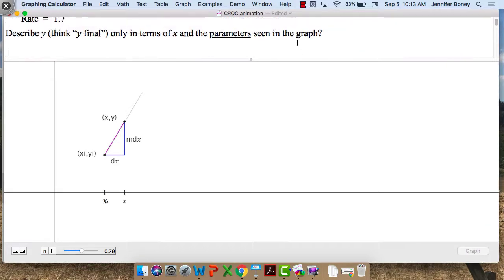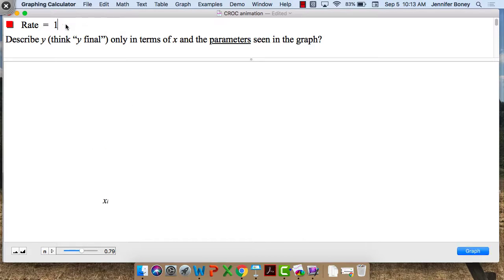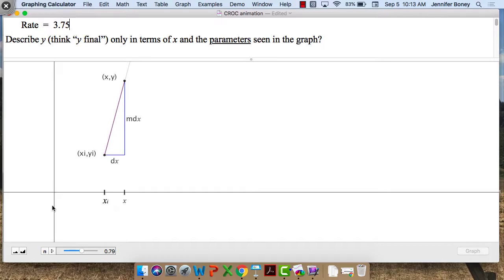All right, so in this picture, I made this changeable. I made my rate 1.7. So I've defined a parameter, rate, which I can change and make the picture look different. So I can make it 3.75, and there's some computations down below. And now it looks bigger.